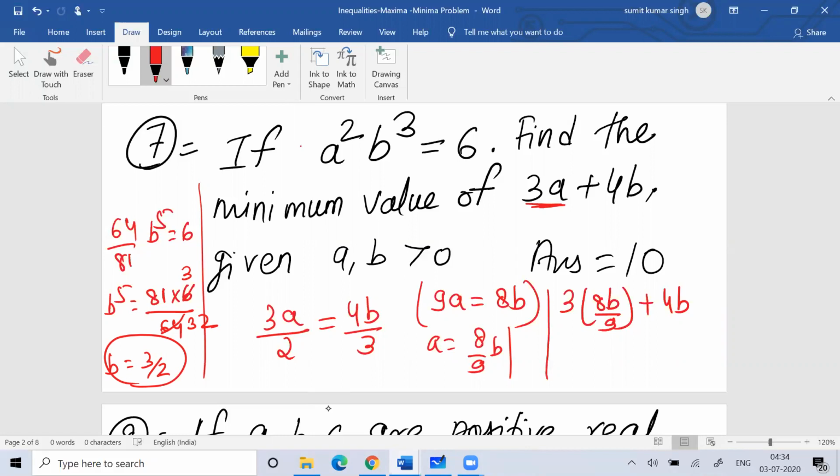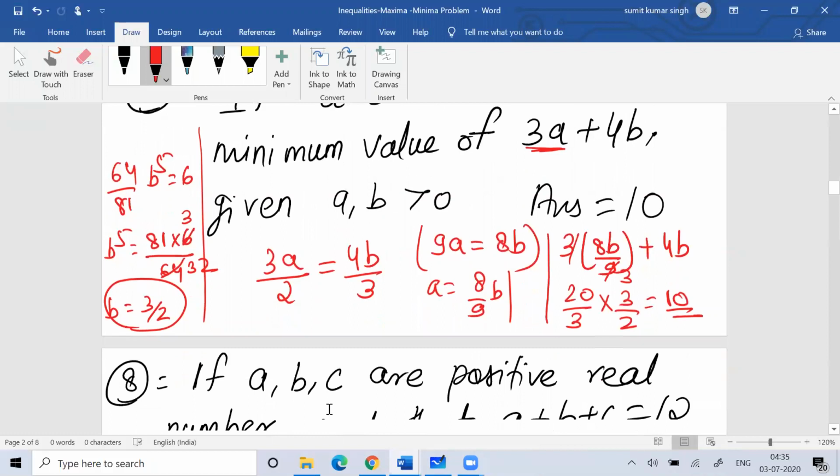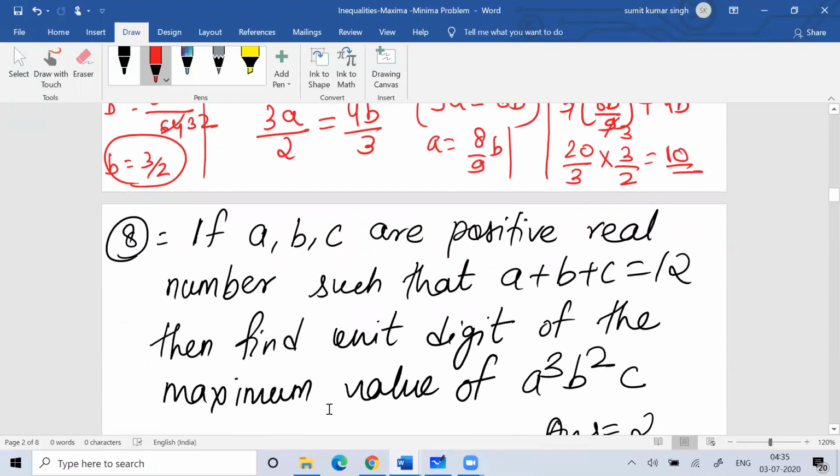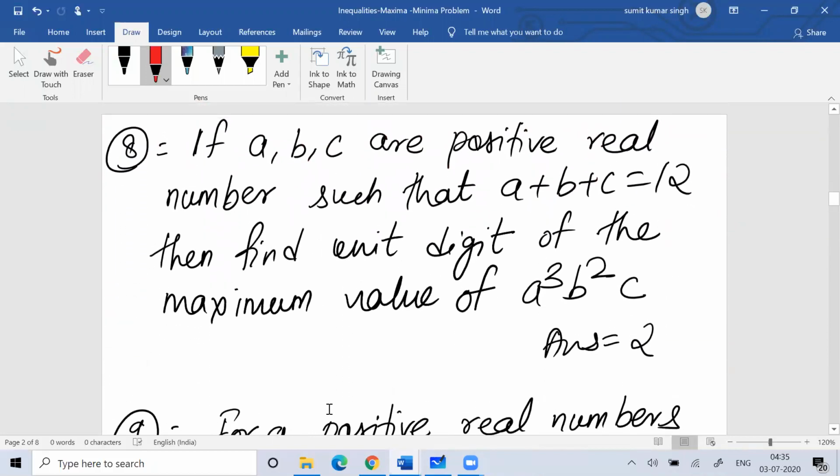Once you get the b value, 3 by 2, now you can get the answer very easily. This is 3 times of this, so this is 12, 12 plus 8, 20 by 3 b, with b being 3 by 2. So you get the answer equal to 10. Fine, right? Whatever way you do, you'll get the same answer only. So getting the answer is not a big thing.